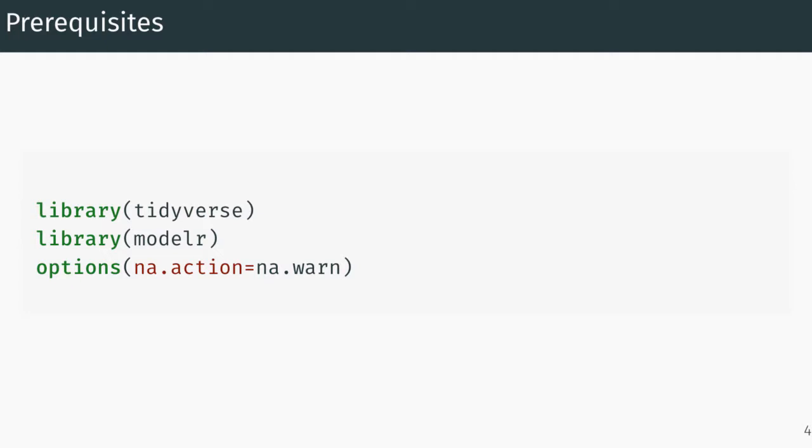Okay, so our prerequisites for this are the tidyverse library and the modelr library. Even though we're not going to encounter any missing values, our authors recommend that we employ this option, na.action equals na.warn, which prevents missing values from being passed over silently.